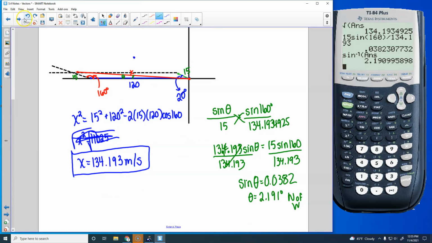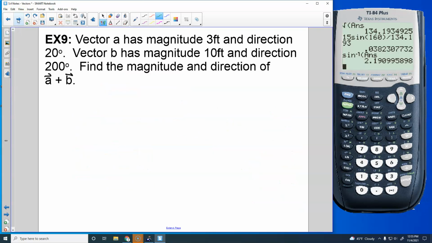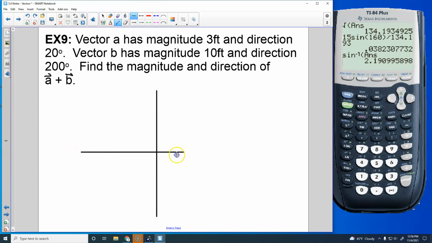Questions? We got one more quick one that is actually not going to take us very long. Okay. There's one more instance that I want you to see that happens sometimes that is going to be really easy to solve once we realize what is happening. So I am going to draw this out. I have a magnitude of 3 feet in a direction of 20 degrees.